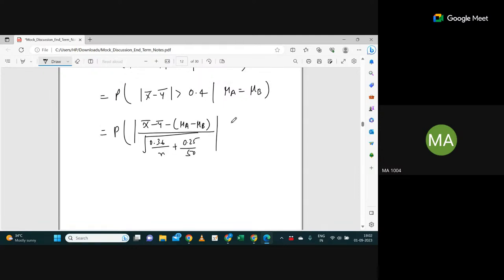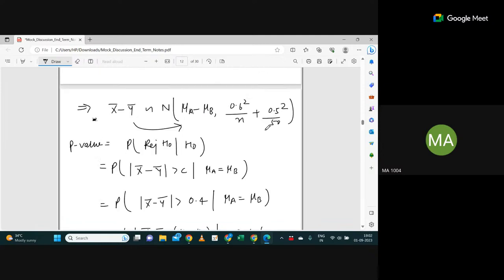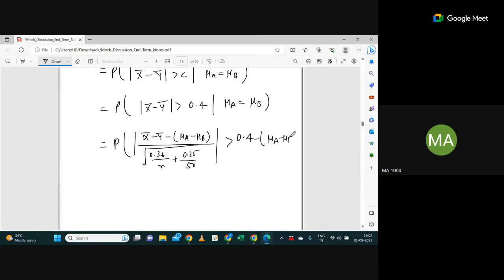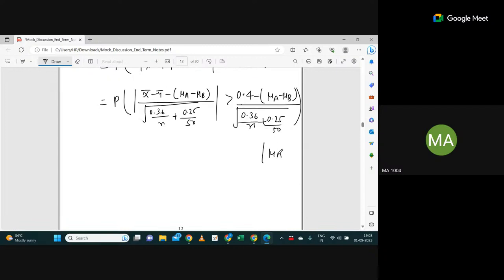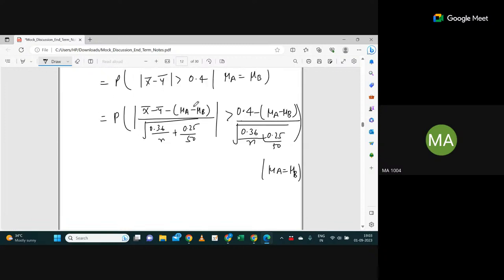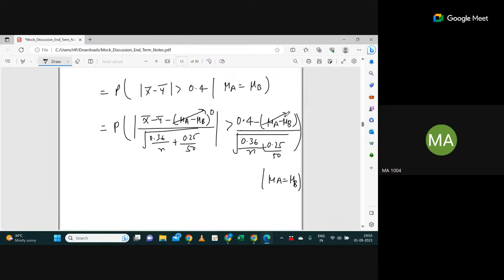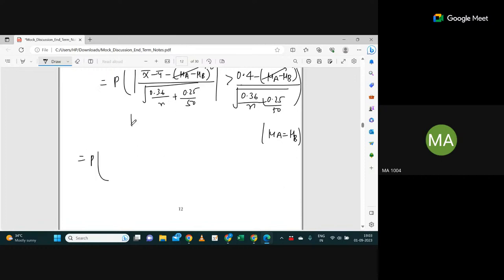And this would be greater than 0.4 minus mu A minus mu B, divided by the square root of 0.36 divided by n plus 0.25 divided by 50. Under H naught, mu A equals mu B, so this quantity will be zero. So this is mod of g greater than 0.4 divided by these things, correct?